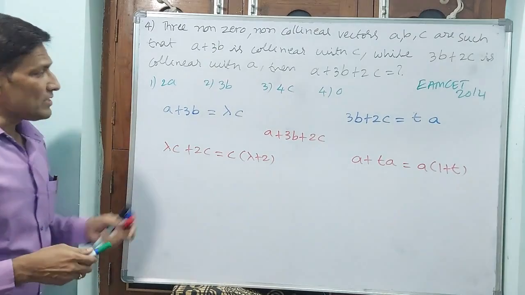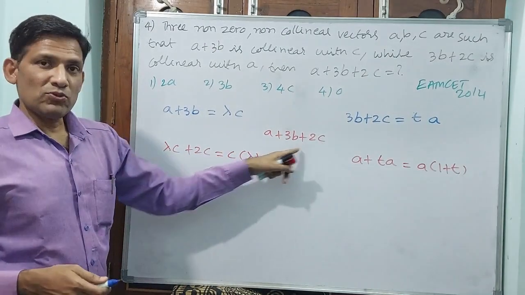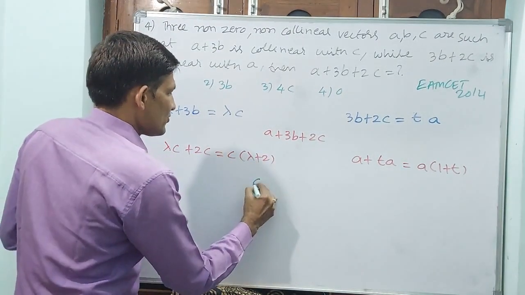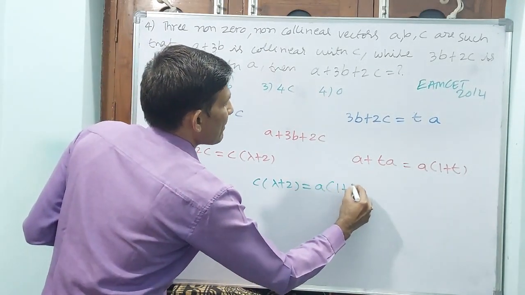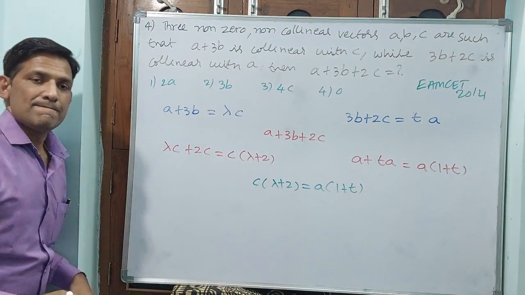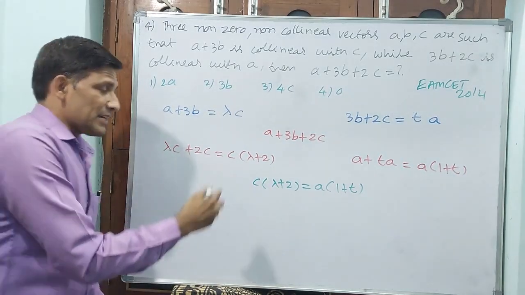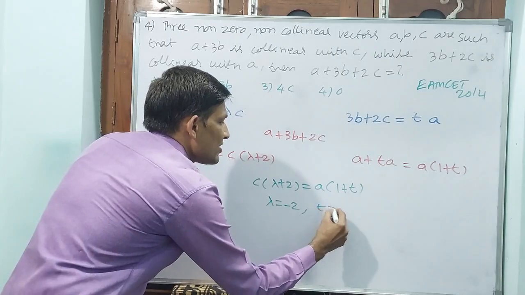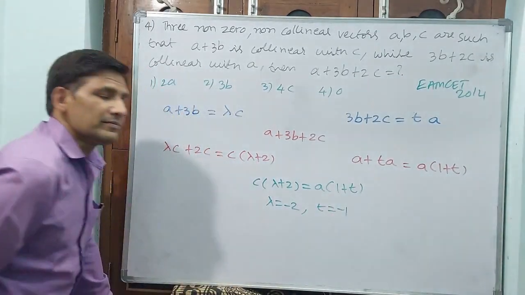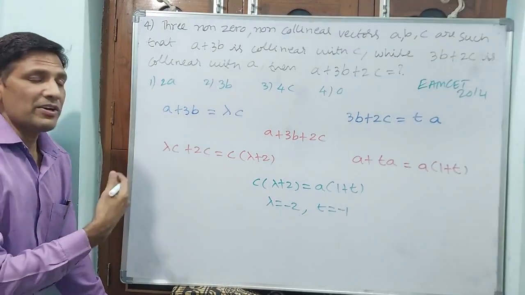How have these come? From A plus 3B plus 2C only. Then shall I write it like this? C into lambda plus 2 is equal to A into 1 plus T. Definitely I can write that. Then shall I write lambda is equal to minus 2 and T is equal to minus 1? If you equate it to 0, it will come.